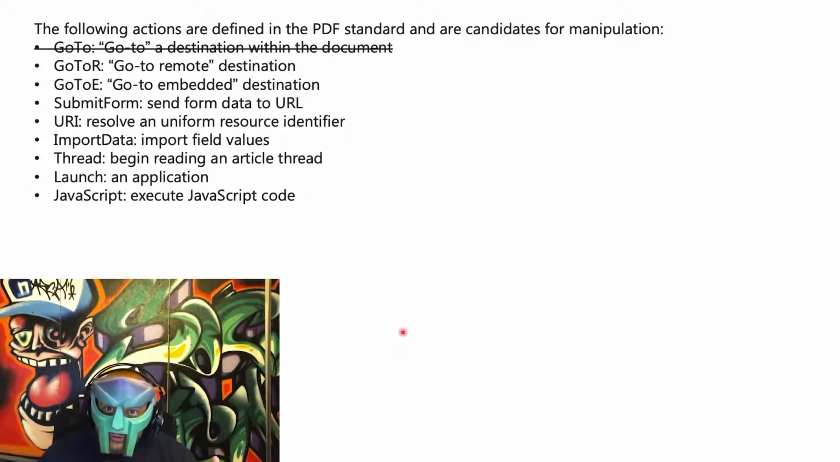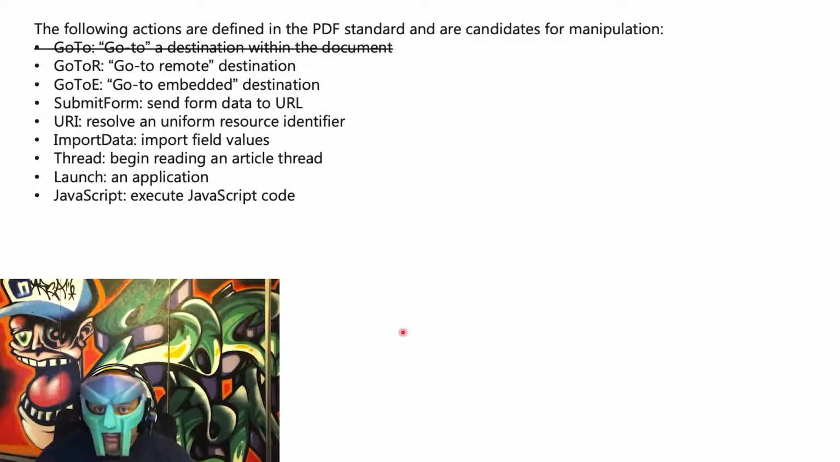The following actions are defined in the PDF standard and are ultimately candidates for manipulation. You have the go-to, which is not necessarily a direct manipulation, but the go-to a destination within the document that they can then trigger some other action, which will then be malicious. You have go-to R, which is go-to remote, which means go to a remote destination. You have go to E, which is go to an embedded destination. Submission of a form, submit form, send form data to a URL. The URI call, which is resolve a uniform resource identifier, or essentially open up a website.